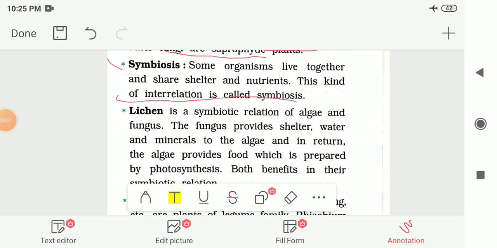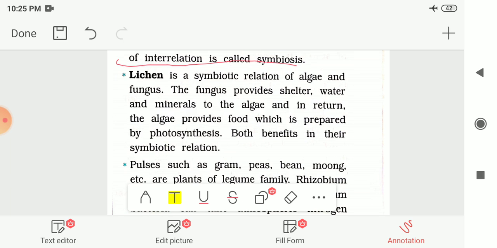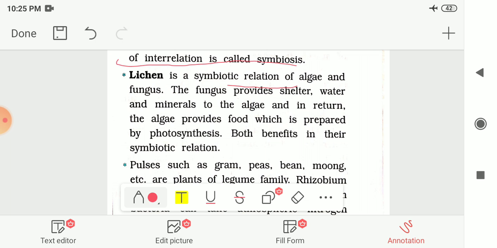Then we had seen one example of this symbiotic relationship, that is lichens. So lichen is a symbiotic relation of algae and fungus. In this relation, the fungus provides shelter, water and minerals to the algae, and in return algae provides food which is prepared by photosynthesis.